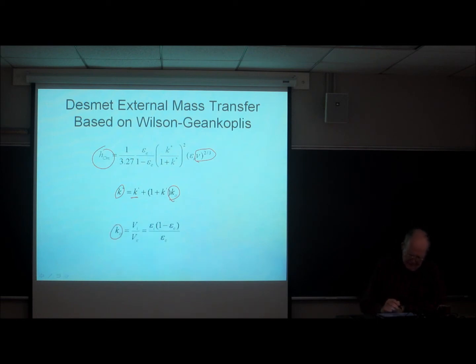The K naught, I showed you this the other day, is the ratio of the volume inside the particles to the volume of mobile phase outside the particles, and that works out to be this combination of epsilon I and epsilon E. So we can calculate what K naught is going to be. Remember, epsilon I typically, well, for a fully porous material, about 0.3, epsilon E for a randomly packed bed, about 0.4.